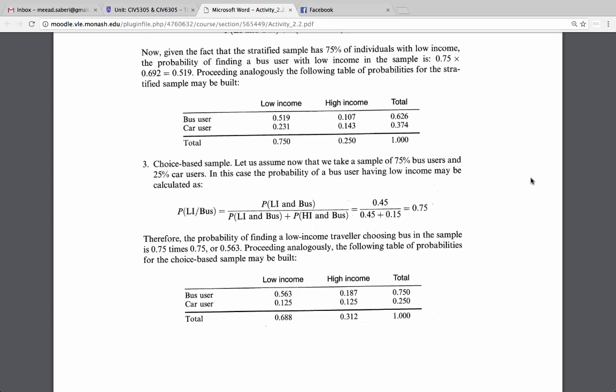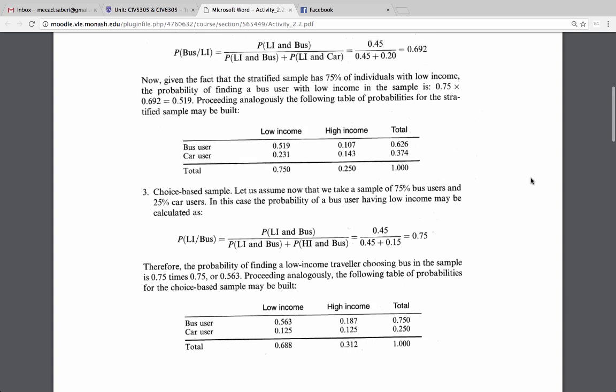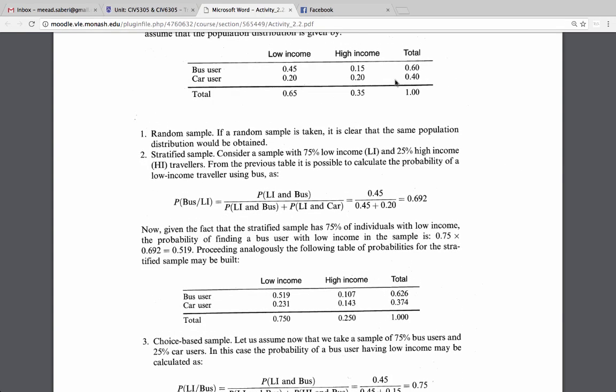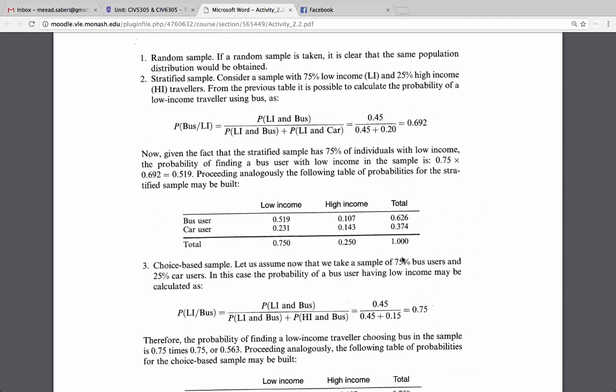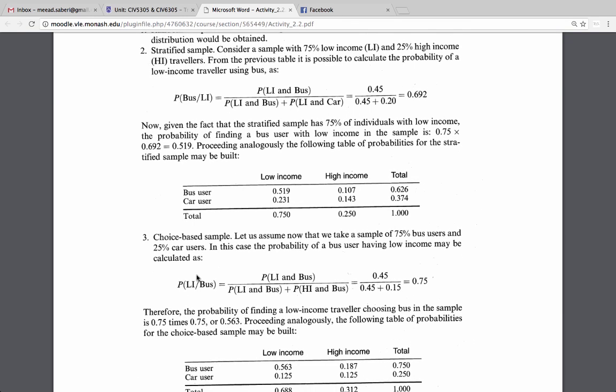In a choice-based sample, we do it slightly differently. Assume in a choice-based sample that we take a sample of 75% bus users and 25% car users. In the original table, we had 60% bus users and 40% car users. Here we have 75% bus users and 25% car users. So it's a choice-based sample.